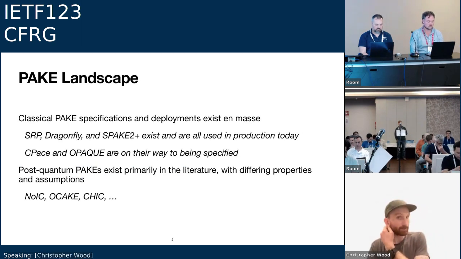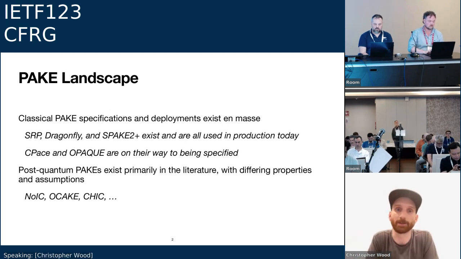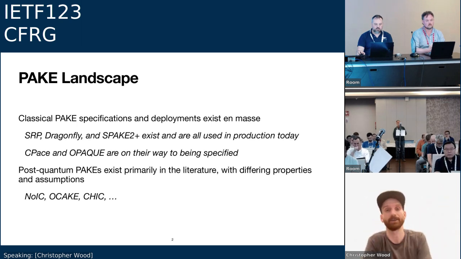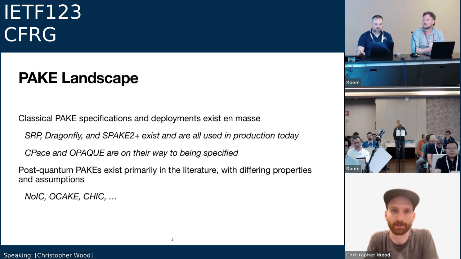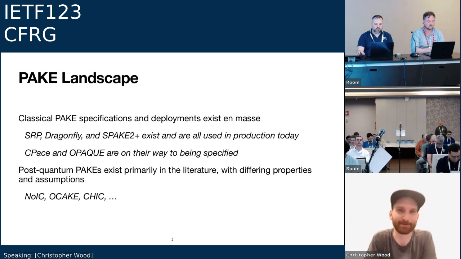So the current situation is that there's a bunch of PAKEs in existence, classical PAKEs specifically, which have been specified and deployed all over the place. So we have SRP, things like Dragonfly, SPAKE2 Plus, even SPAKE. They are around and they are used in production. CPace and OPAQUE are on their way to being specified. This is a bit outdated because OPAQUE, as of yesterday, I believe, or earlier this week, is now officially specified in an RFC, just in time for the post-quantum PAKE work to commence. OPAQUE is also deployed in production, so that's good.